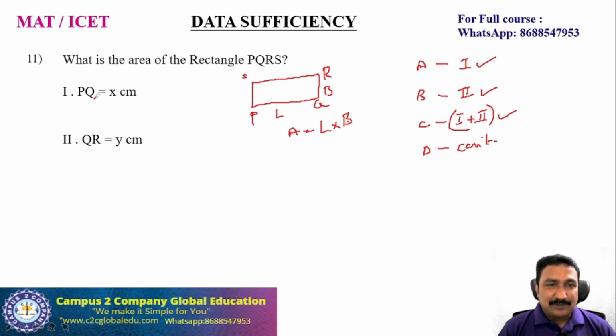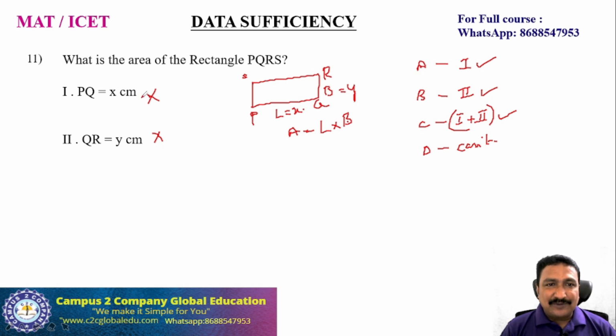Now look at the first statement. PQ is equal to X centimeters. So according to the first statement, length is equal to X centimeters. But we cannot find the answer from the first statement, because we don't know the breadth value. So we can eliminate choice A. Now look at the second statement. QR is equal to Y centimeters, which means breadth is equal to Y centimeters. According to the second statement also, we cannot find the answer, because we don't know the length.